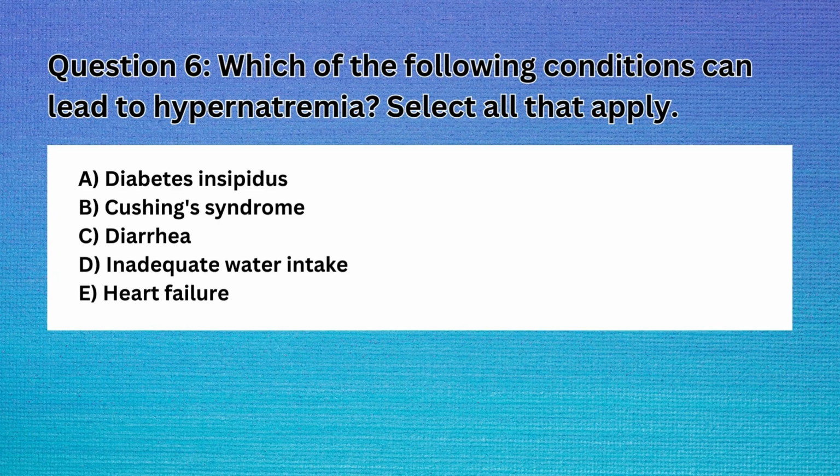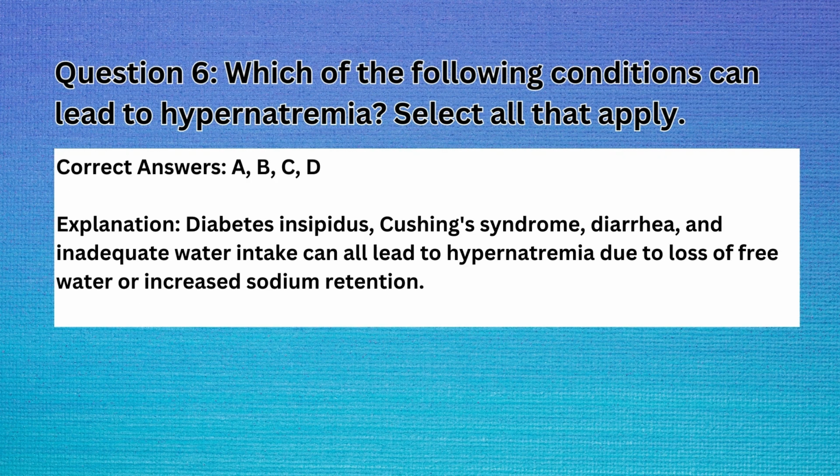Question 6. Which of the following conditions can lead to hypernatremia? Select all that apply. A. Diabetes insipidus. B. Cushing syndrome. C. Diarrhea. D. Inadequate water intake. E. Heart failure. Correct answers: A, B, C, D. Explanation: diabetes insipidus, Cushing syndrome, diarrhea, and inadequate water intake can all lead to hypernatremia due to loss of free water or increased sodium retention.